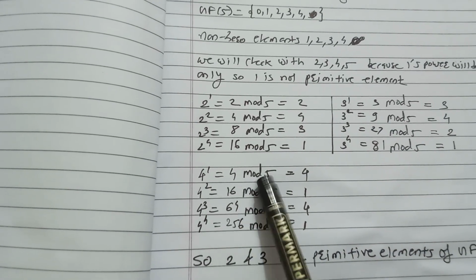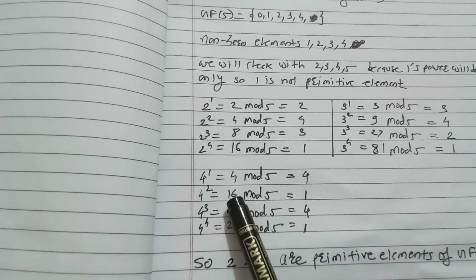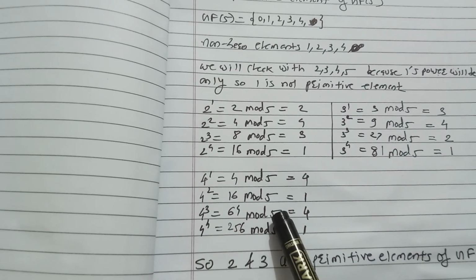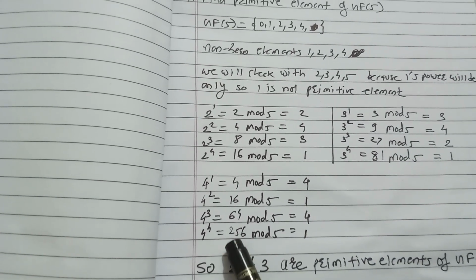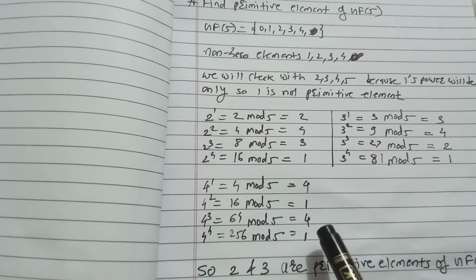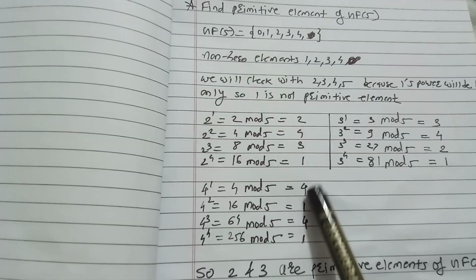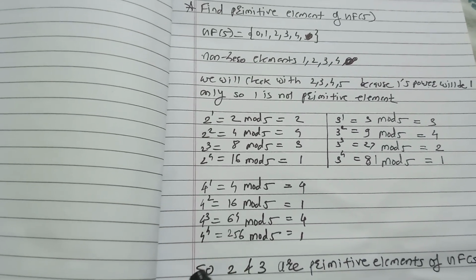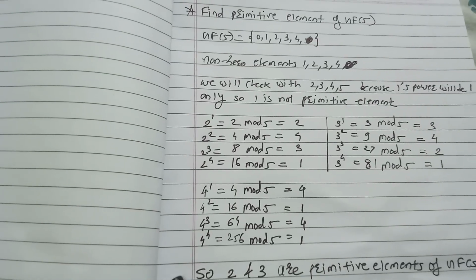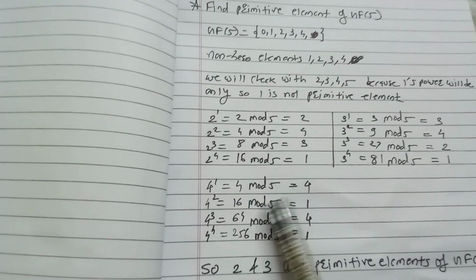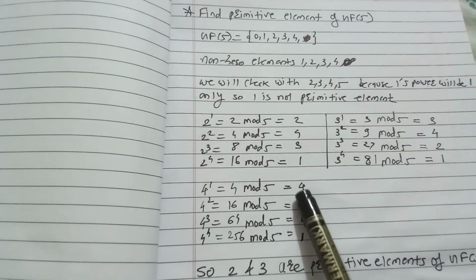Then 4. 4 raised to 1 is 4. 4 mod 5 is 4. 4 square is 16. 16 mod 5 is 1. 4 raised to 3 is 64. Mod 5 is 4. 4 raised to 4 is 256. Mod 5 is 1. So here you observe that it repeats. If you continue, if you take 4 raised to 5, then you will get 4. Then 4 raised to 6, you will get 1. So it repeats 4, 1, 4, 1. So 4 is not a primitive element because it is representing only 4 and 1.